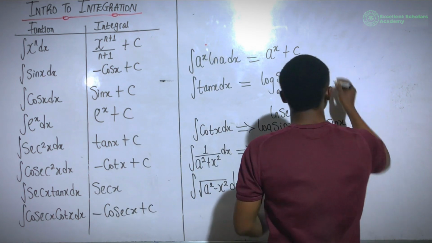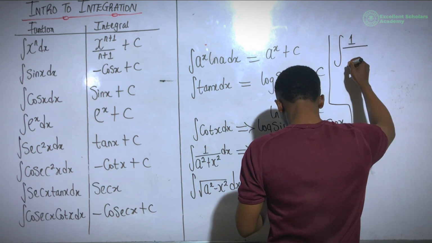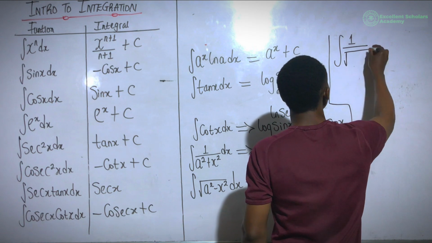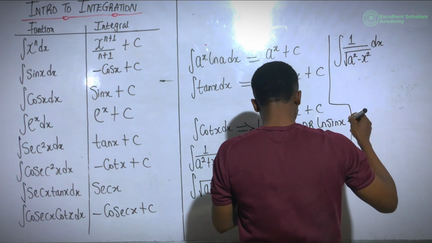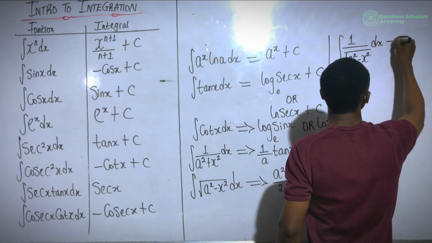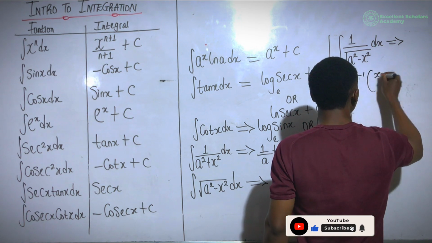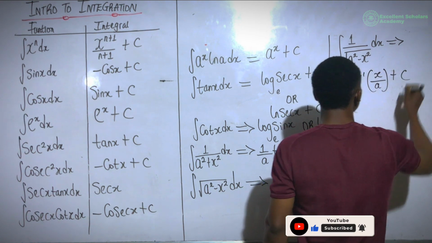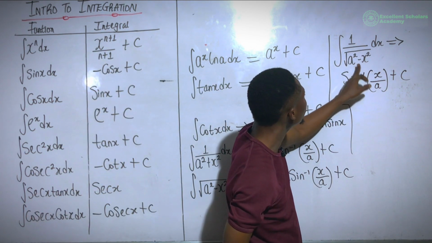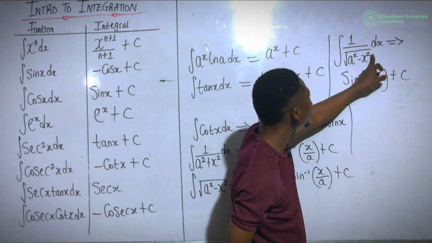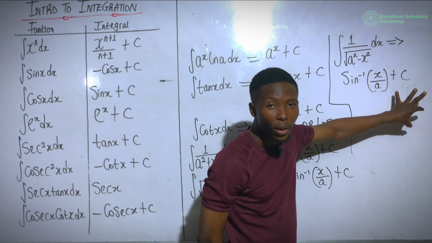If you have an integral of this form, integral of 1 over square root of a squared minus x squared, all with respect to dx, your integral here is going to be sine inverse of x over a plus your constant of integration. You have an integral 1 over square root of a squared minus x squared with respect to dx, your integral is going to be sine inverse of x over a plus c.